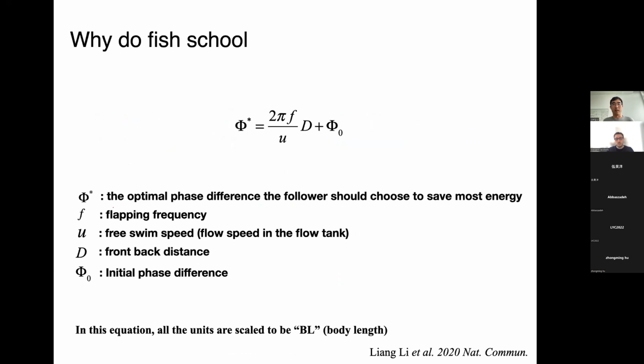This is just a glimpse of the model. It's quite simple. There are no detailed flow fields. The only inputs are the kinematic parameters, such as the frequency, flow speed, and distance, and so on. Then you can predict the optimal phase or phase difference for the follower to perform to save maximum energy.